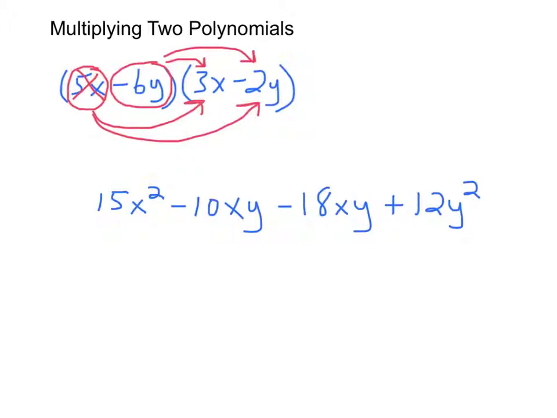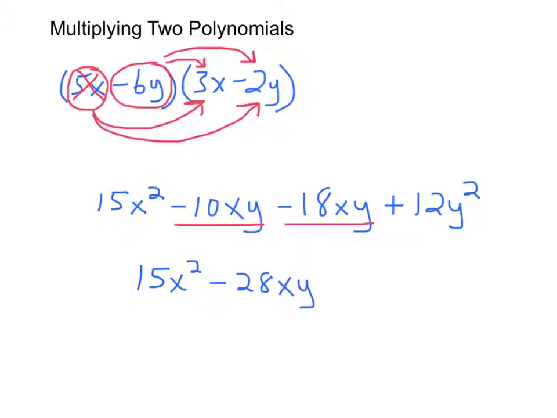So at this point, we can look to see if we can combine any of the terms in our answer. Let's see if we have any like terms. This one's got x squared in it, and none of the other terms have x squared, so that can't be combined with anything. The second term has xy in it, and notice this term also has xy. So those two terms in the middle there are like terms, and they can be combined by adding the coefficients. So negative 10 plus negative 18 would be negative 28. So we'll combine those two together in our final answer. So we'd have 15x squared minus 28xy.